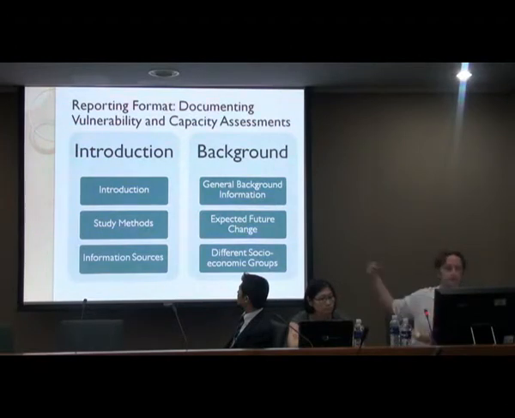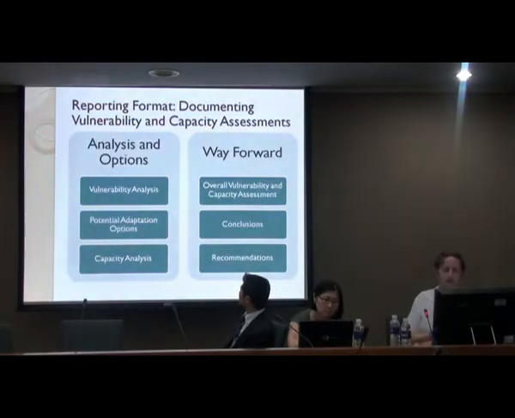So once you've conducted the study, we suggest that you have a report that breaks into 4 parts. So the first 2 parts are a general introduction and some background where you say how you conducted the study and you describe what the area is like, what the expected changes are under climate change, who are the different socioeconomic groups, and then you have your analysis and your suggestions for the way forward. So we have a much more detailed reporting format than this, but this is just at the summary level.